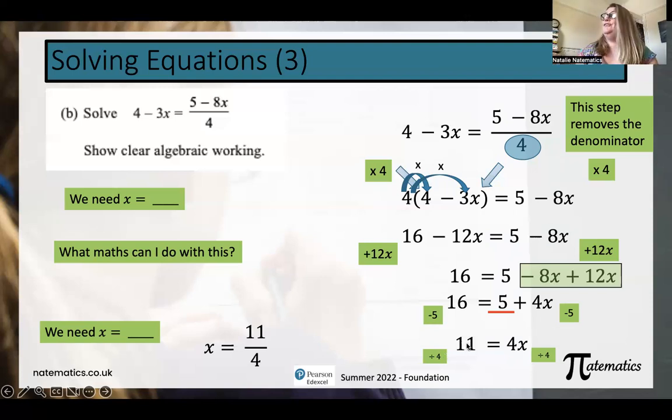And then we have 11 divided by 4, and I'm just going to leave it like that. We saw on the other question, I actually did a decimal, didn't I? Here, I have just left it as 11 over 4.